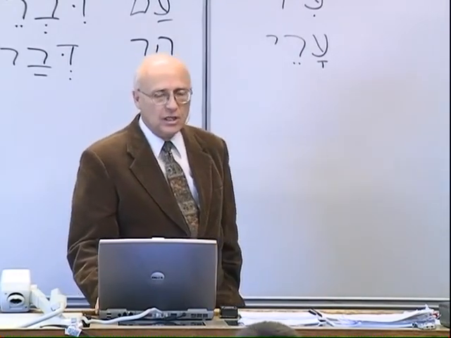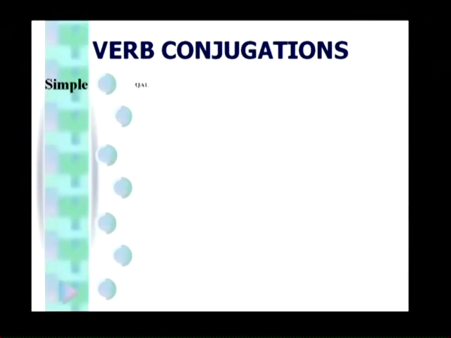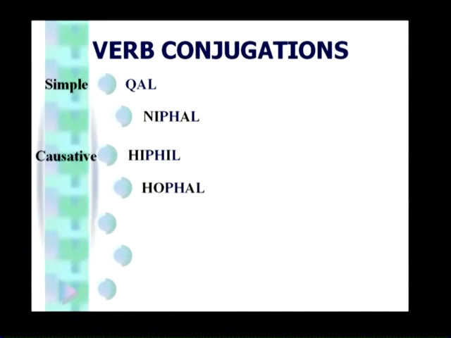Verb conjugations. In Hebrew, we have what we call simple verb conjugations like the kal and the nifal. Those are called simple conjugations. The causative conjugations are like hifil and hofal. Those are the names for them. And the intensive conjugations are the piel, pual, and hithpael. If you're looking at your textbook, this is in lesson 13, on page 92.